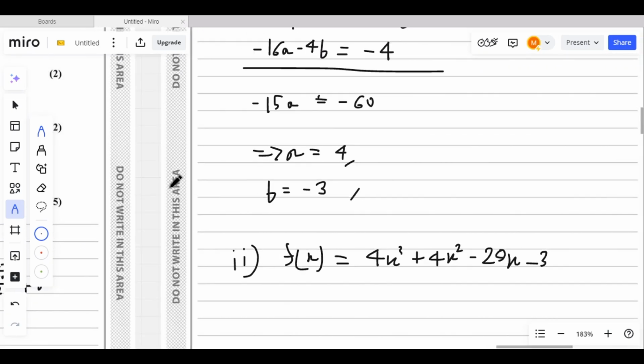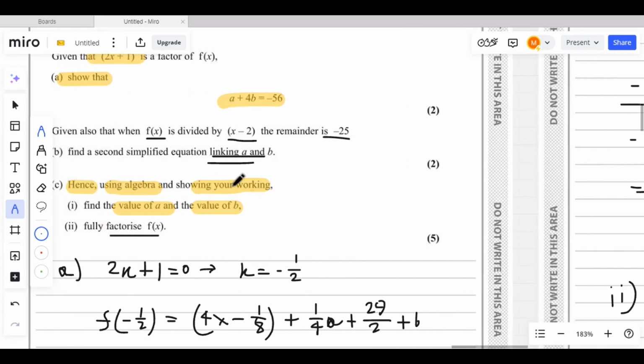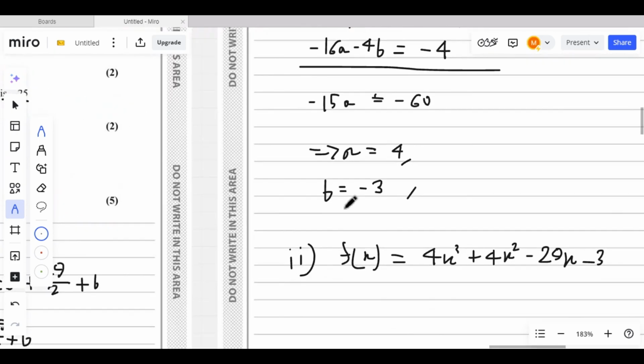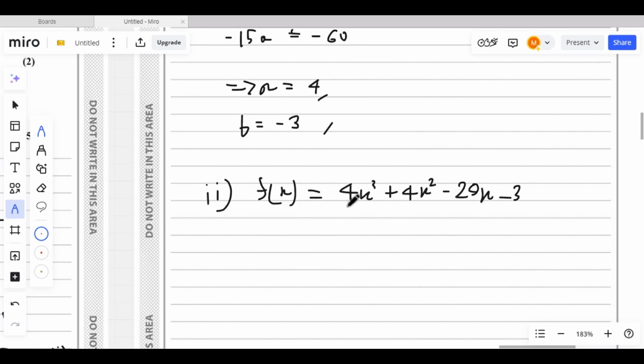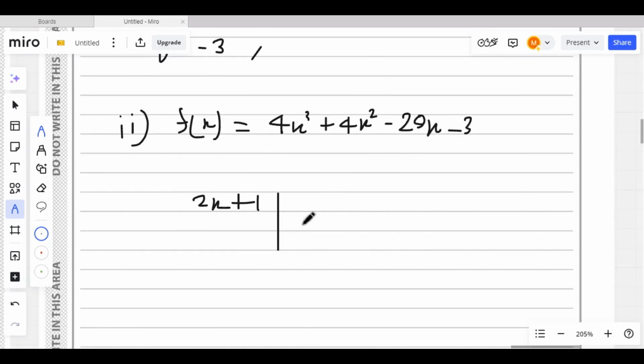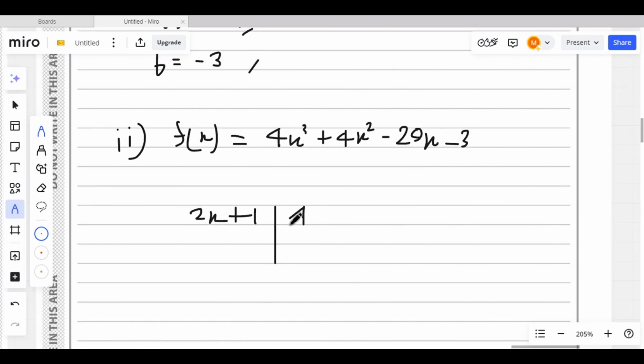So we know that one of the factors of f of x is 2x plus 1. So if you divide this whole function by algebraic long division, using the factor 2x plus 1, we can easily factorize the function f of x. So 4x cubed plus 4x squared negative 29x negative 3, we are dividing it using algebraic long division.